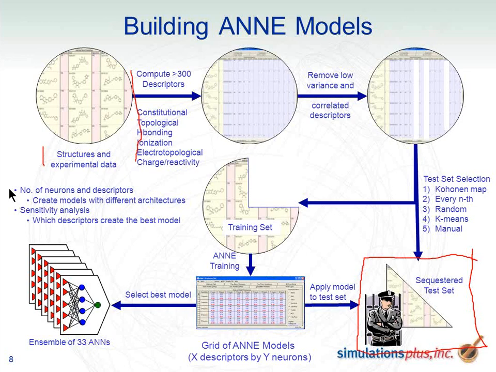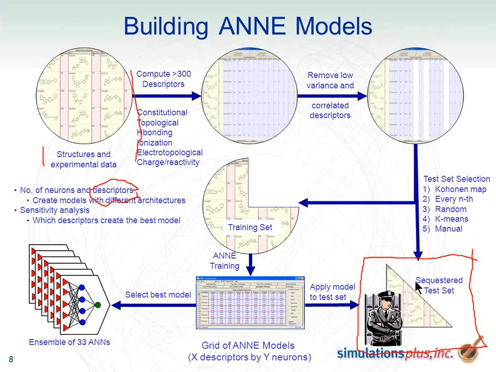A priori, we don't know what number of neurons and what number of descriptors create the best model. So what we do is experiment and create a large number of models with different architectures, i.e. different numbers of neurons and descriptors. We use sensitivity analysis to determine what descriptors will create the best models given a certain number of descriptors that are specified in this step. Then the training set is used to develop artificial neural network ensemble models.